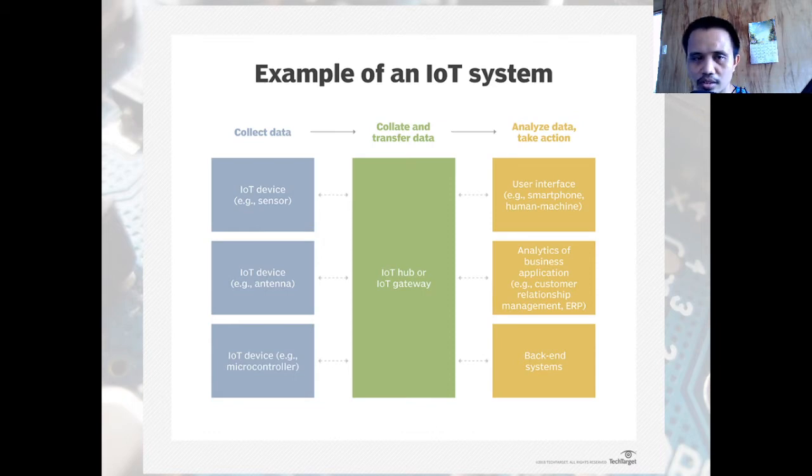So under the collection of the data, it could be done using an IoT device like a sensor. So through the sensor, we can get data information like temperature, humidity, or heartbeat, or pressure, or any kind of data that we would like to acquire. And also we can do it using an antenna, like some devices with built-in antenna. It will be able to send or transfer data.